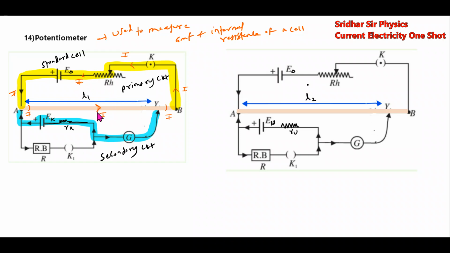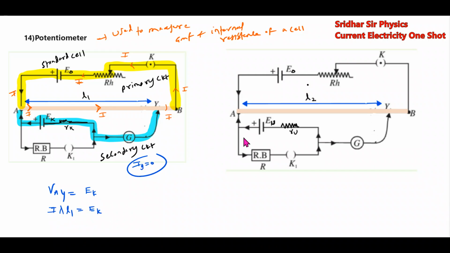The current will flow like this. The current will come here, will flow like this. And the current through the galvanometer will be 0 when the bridge is balanced. Then the drop VAY should be equal to EK, because there is no current through the galvanometer. What is VAY? VAY should be equal to current I lambda L1.